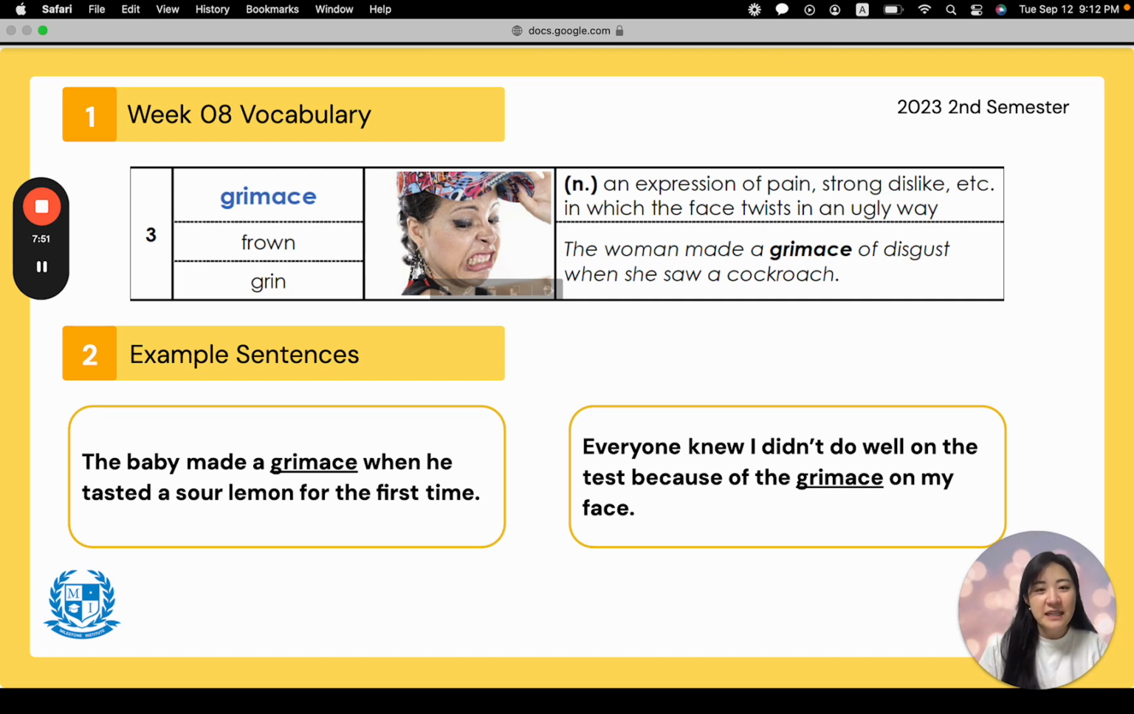Example 2 says, everyone knew I didn't do well on the test because of the grimace on my face. So say that you got your test back and you're like, that means probably that you didn't do so well. But if you got your test and instead of a grimace, you're grinning, the antonym, then people will be like, oh, she did well on her test. Okay, everyone say grimace.